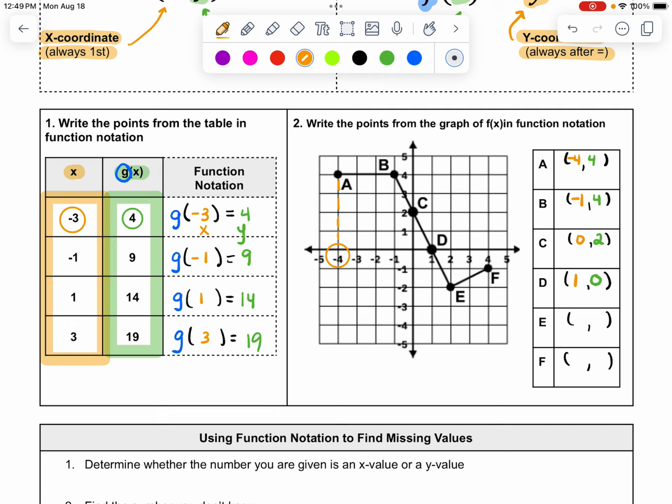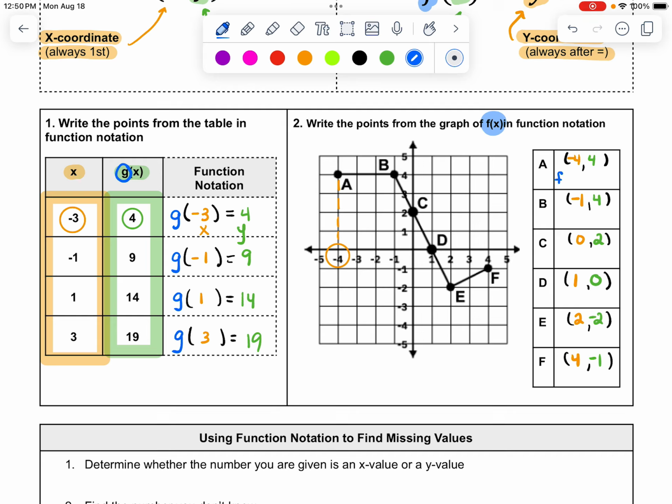For point E, the x-coordinate is 2 and the y-coordinate is -2. And for point F, the x-coordinate is 4 and the y-coordinate is -1. Now, if I read the directions here, it says write the points of the graph of f of x in function notation. So it's telling me that the name of this function, this graph, is f.